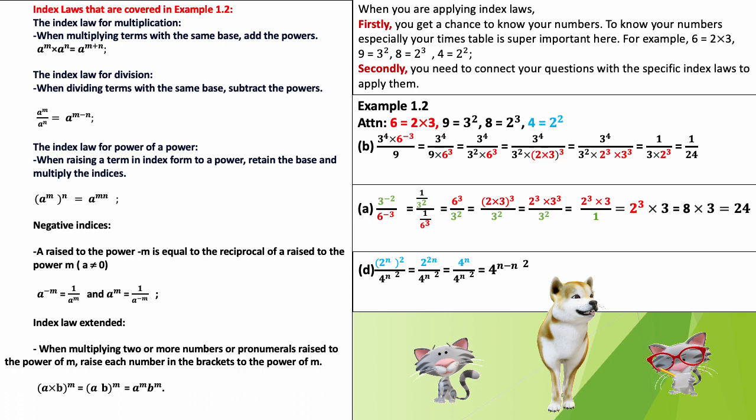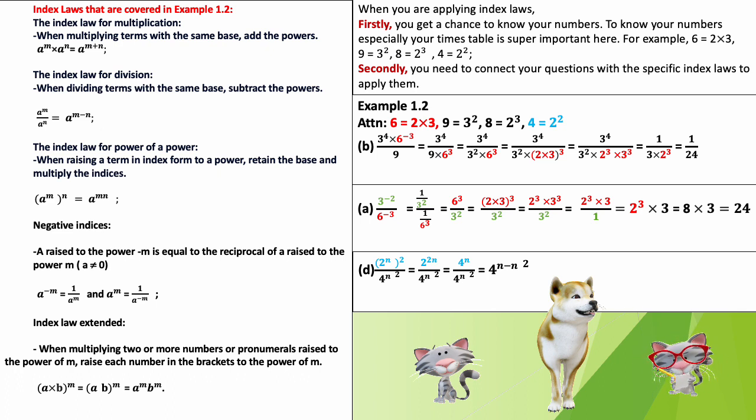Now let's look at D. Bracket 2 to the power of n bracket square over 4 to the power of n square. To start this question, we could use the index law for power of a power in the middle on the left. When raising a term in index form to a power, retain the base and multiply the indices. Bracket a to the power of m bracket to the power of n equals a to the power of m multiplying n.